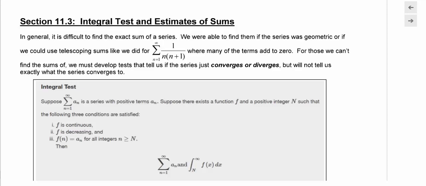Hi, and welcome to a video on the integral test and estimates of sums.